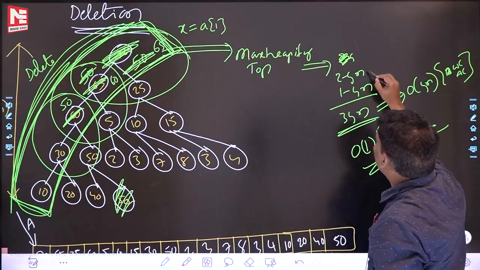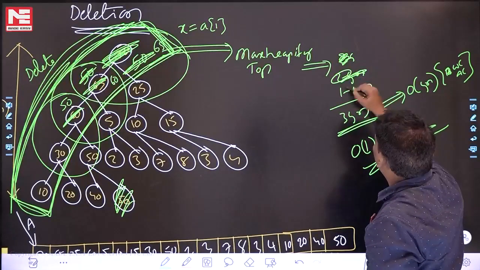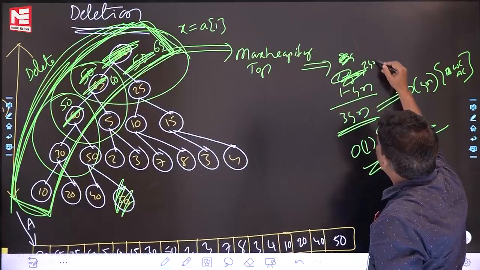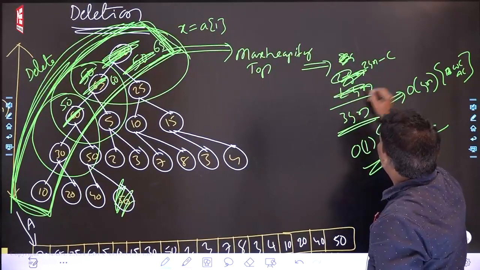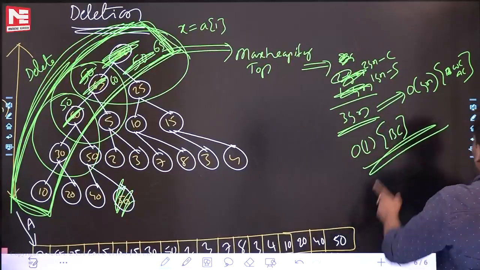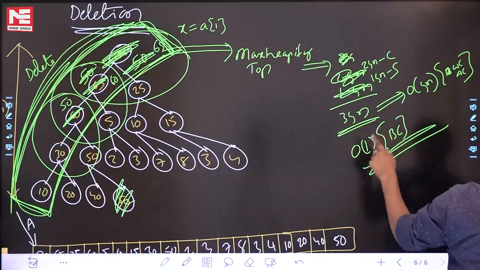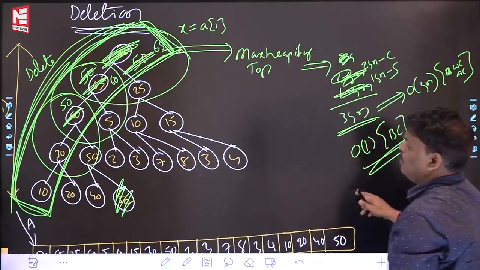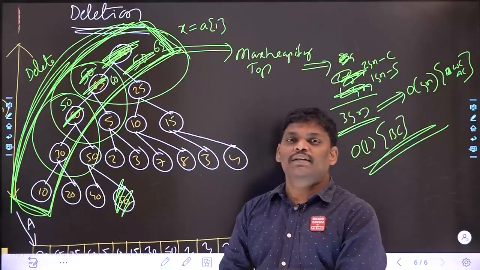So 2 log n, let me write now. 2 log n comparisons. Next one, 1 log n swaps. Total 3 log n, which goes to log n in worst case and average case, and 1 in best case. Now, can you repeat a little bit of deletion?